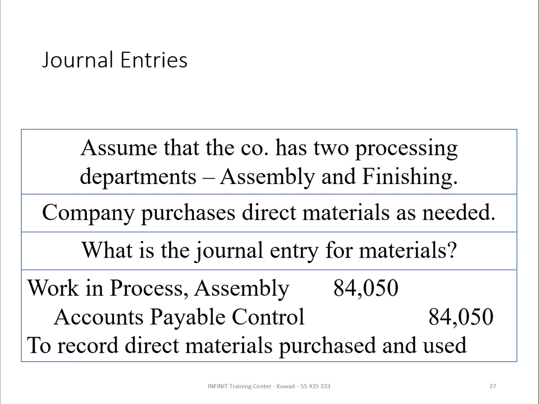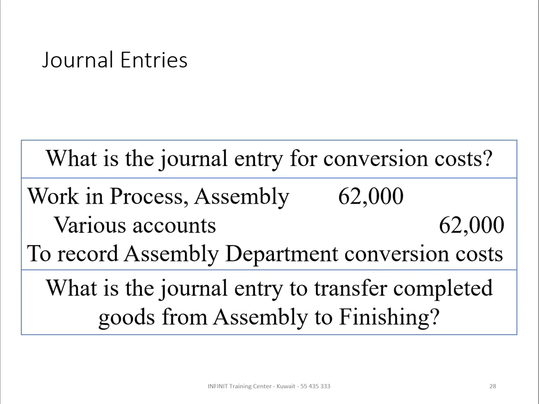So these are the journal entries. If we want to do further scrutiny, the first journal entry is where you are buying the materials, maybe on credit. So you will have a credit to accounts payable and all this cost is going to assembly. This is the first process. 84,000 is in assembly. Same like that, we will have work in progress in terms of conversion. So everything will be added to assembly cost and we will credit various accounts.